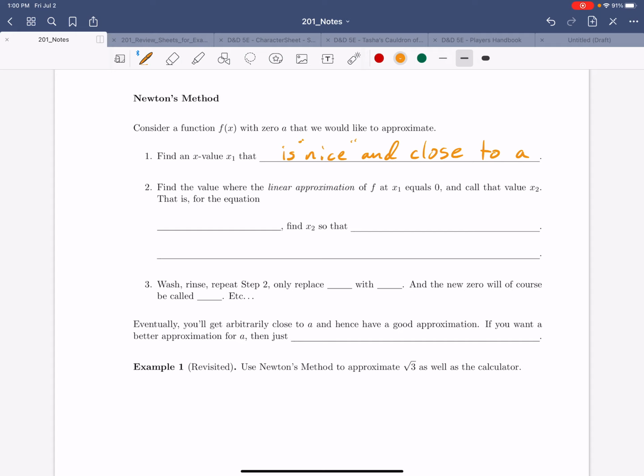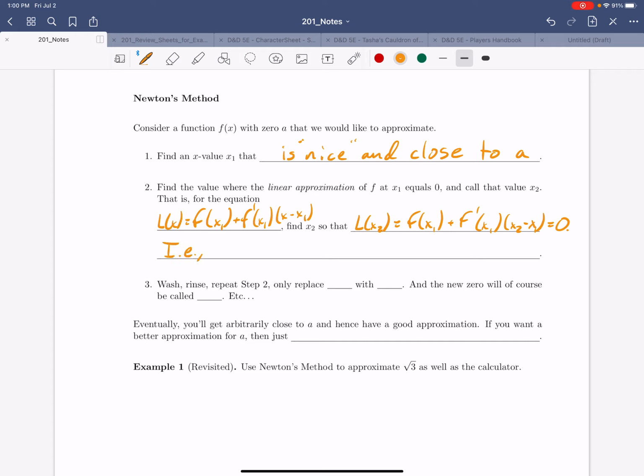Okay, then you want to find the value where the linear approximation at x1 equals 0 and call it x2. So remember that the linearization of a function is L of x equals f of a, but in this case a is our root, so we call this f of x1 plus f prime of x1 times x minus x1. We find x2 such that L of x2, in other words, that's this guy, but then we plug in x2 for x, equals 0, okay?